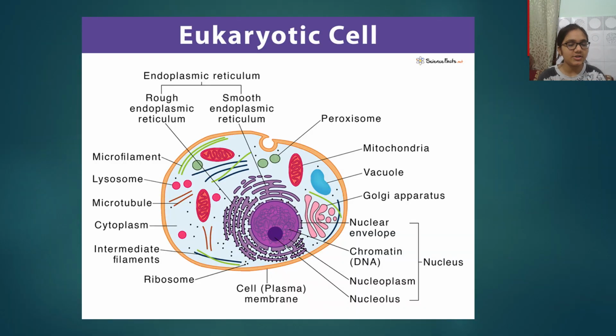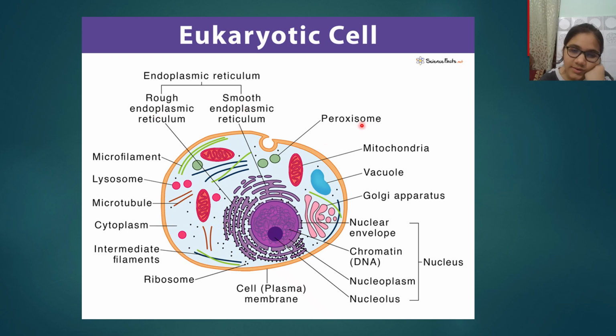Now let's see its diagram. ये हमारा यूकैरियोटिक सेल है. It has the ER, which is divided into two types: RER, rough endoplasmic reticulum, and SER, smooth endoplasmic reticulum. This one, okay, RER and the SER.